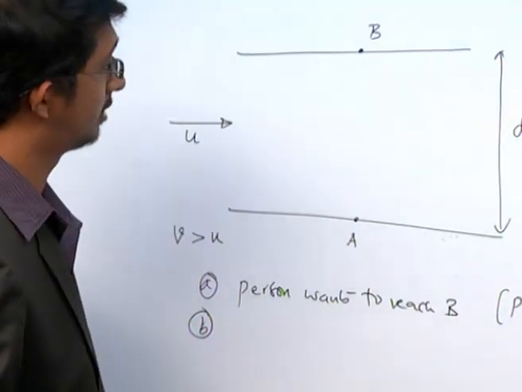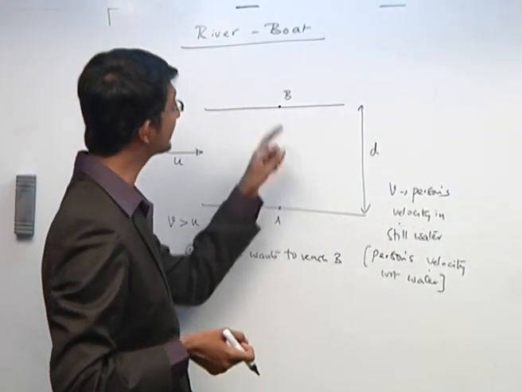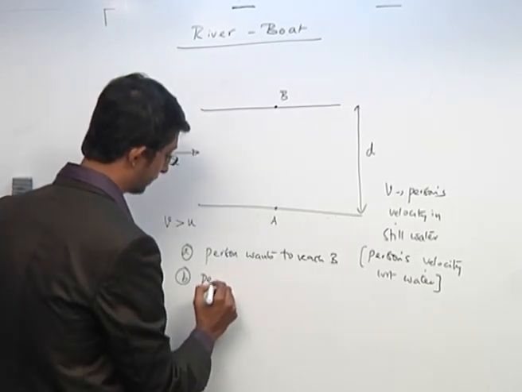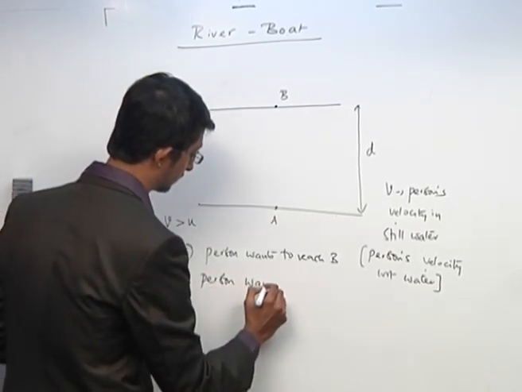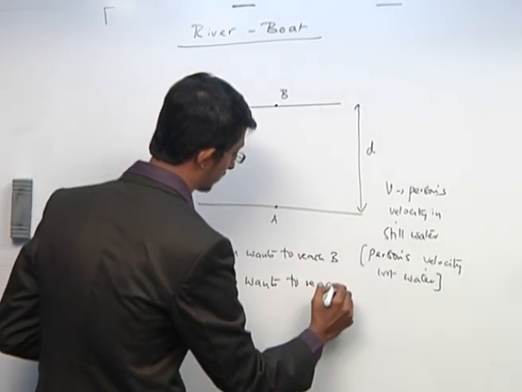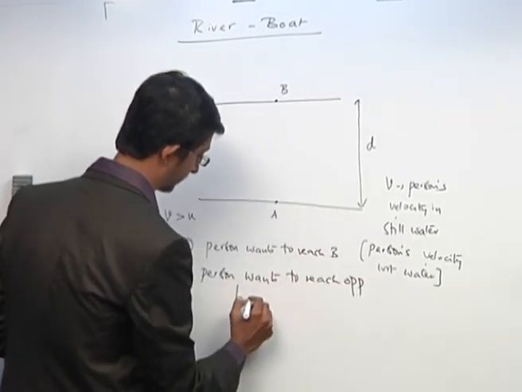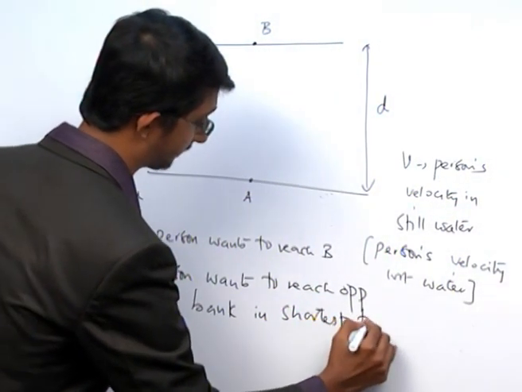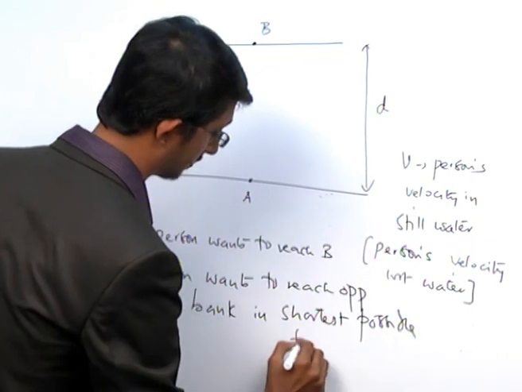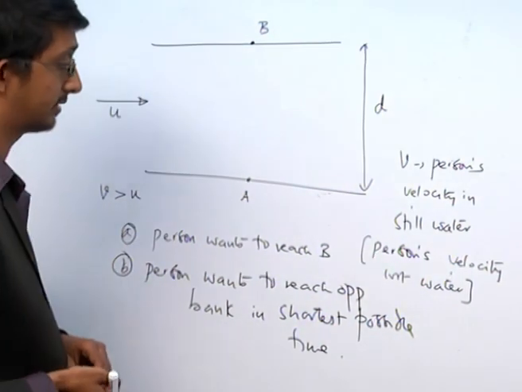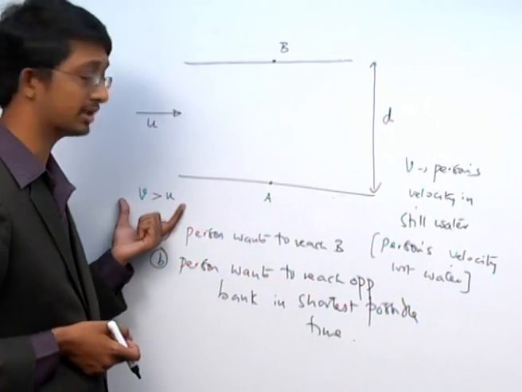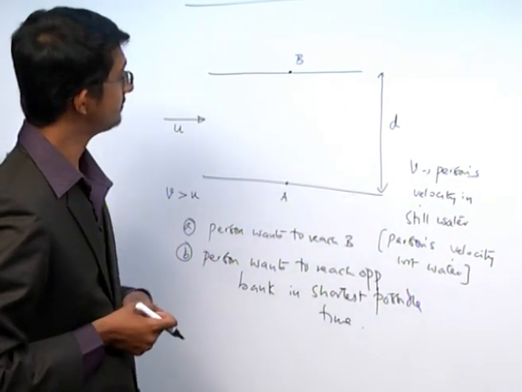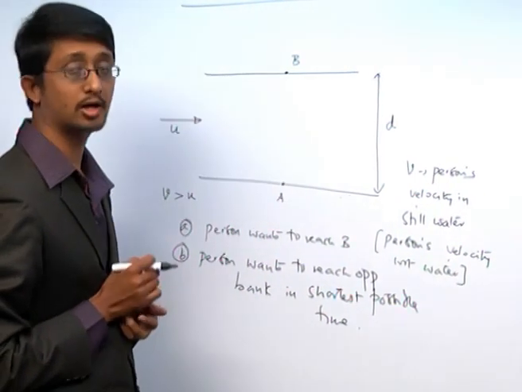Case 2: the person wants to reach the opposite bank, not necessarily B, but in the shortest possible time. So these are the two cases that we want to discuss, both under the condition that the person's speed is greater than the river speed. Now, the person wants to reach the directly opposite bank.